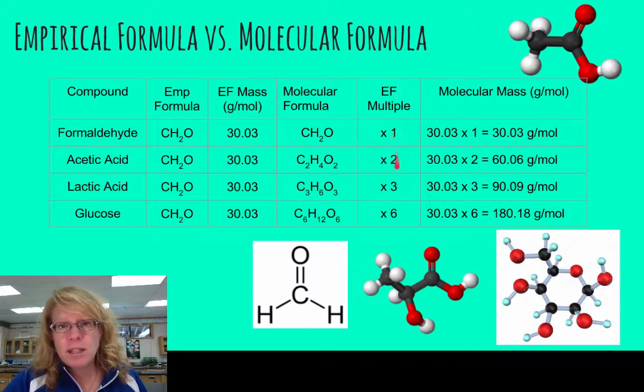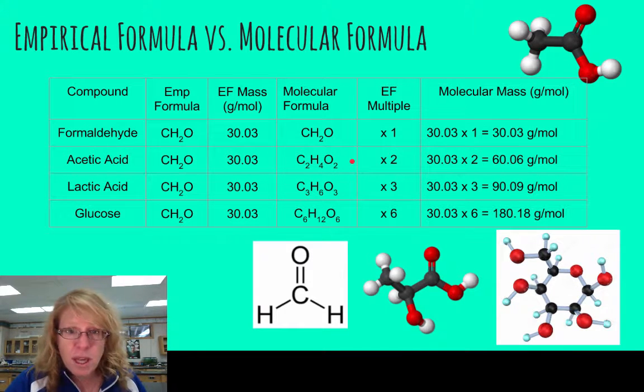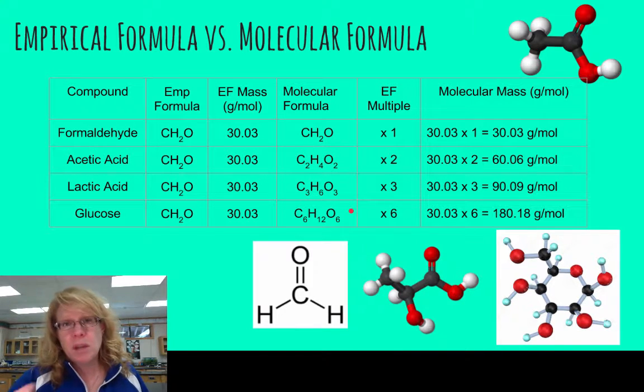And if you take a look at this, these are all multiples of that empirical formula mass. So this is 1 CH2O, this is 2 CH2Os, this is 3 CH2Os, and this bottom one is 6 CH2Os. And just like we'd expect, we can take the mass of 1 CH2O and multiply it by that multiplier, and I get the molecular masses of each one.